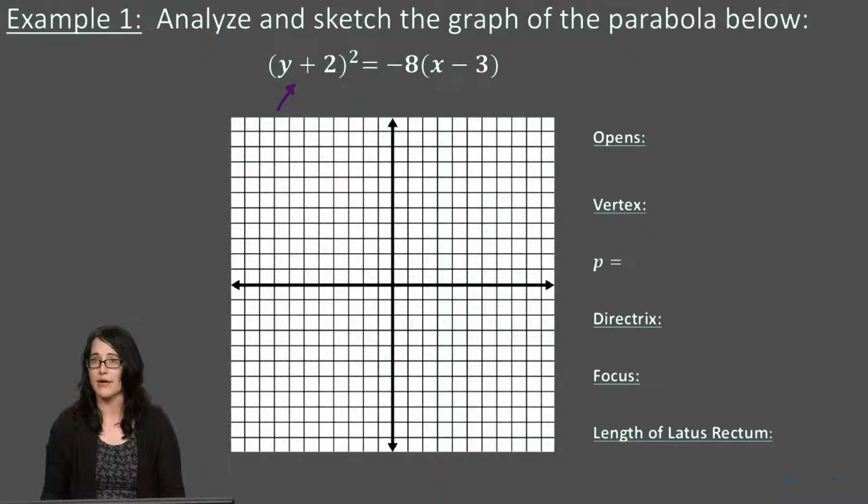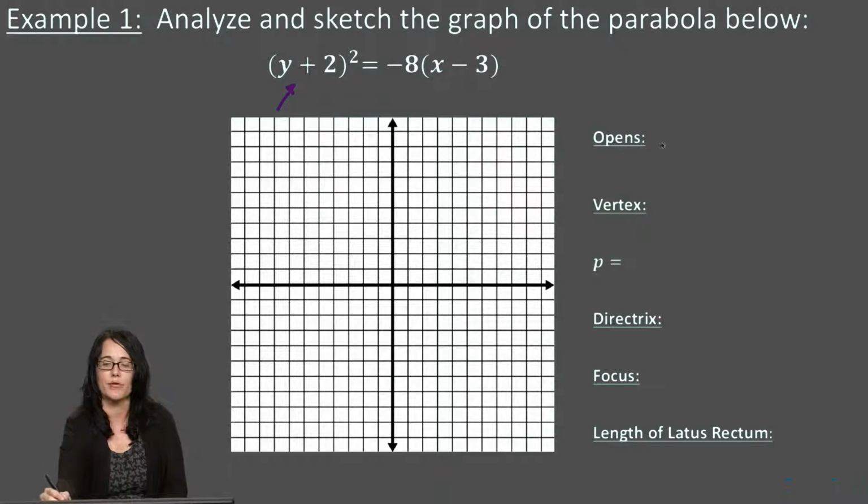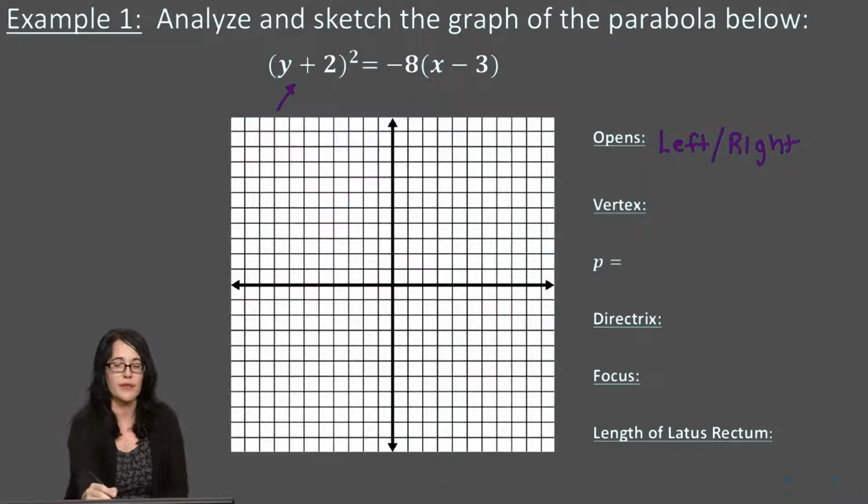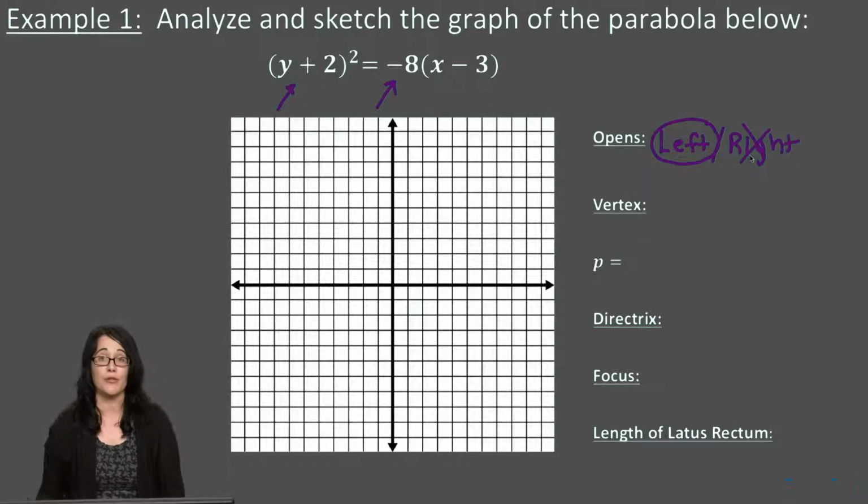Well, if y is squared, how are we opening, left or right? Is it opening left, right, or up, down? That's right, it's going to be left or right because it's y and not x being squared. Now, how do we know if it's left versus right? That's right, it's a negative coefficient, so it must be left. So now we know how it's opening. We have a parabola opening left.